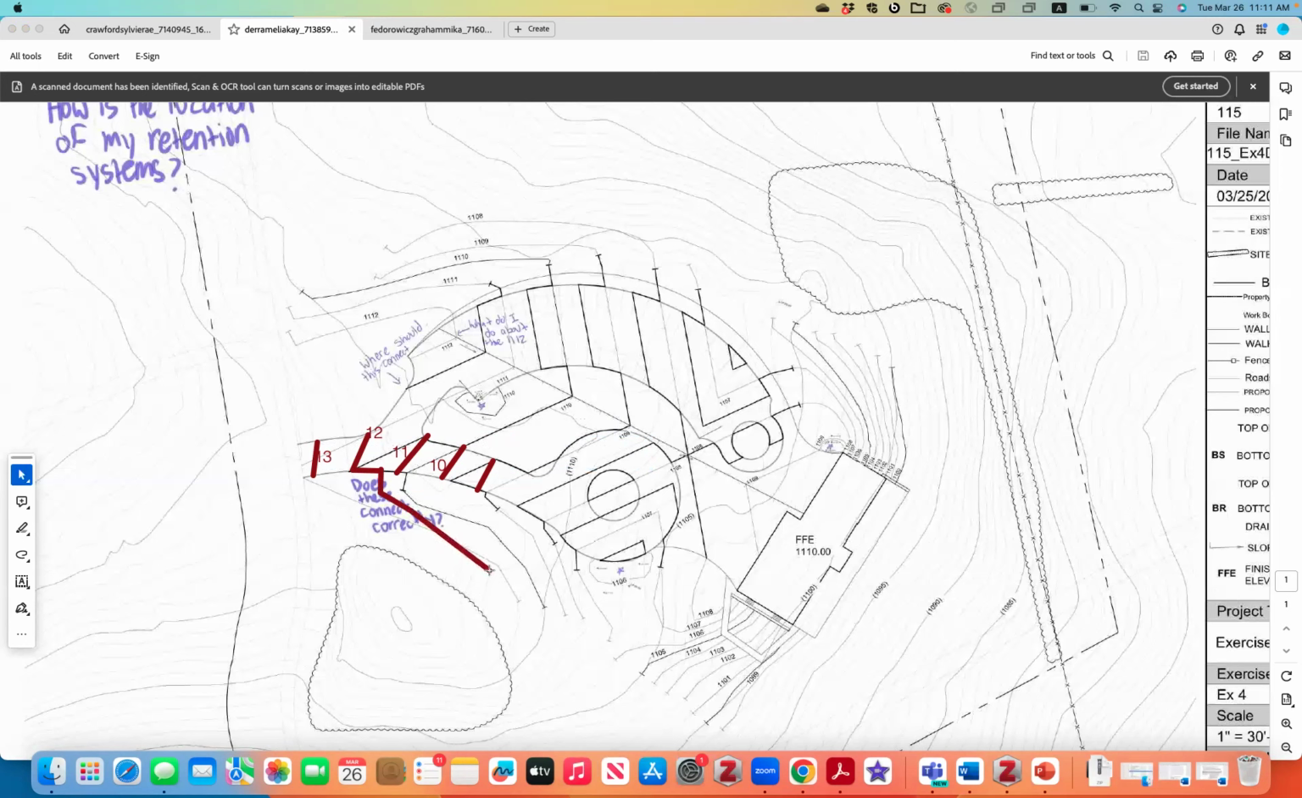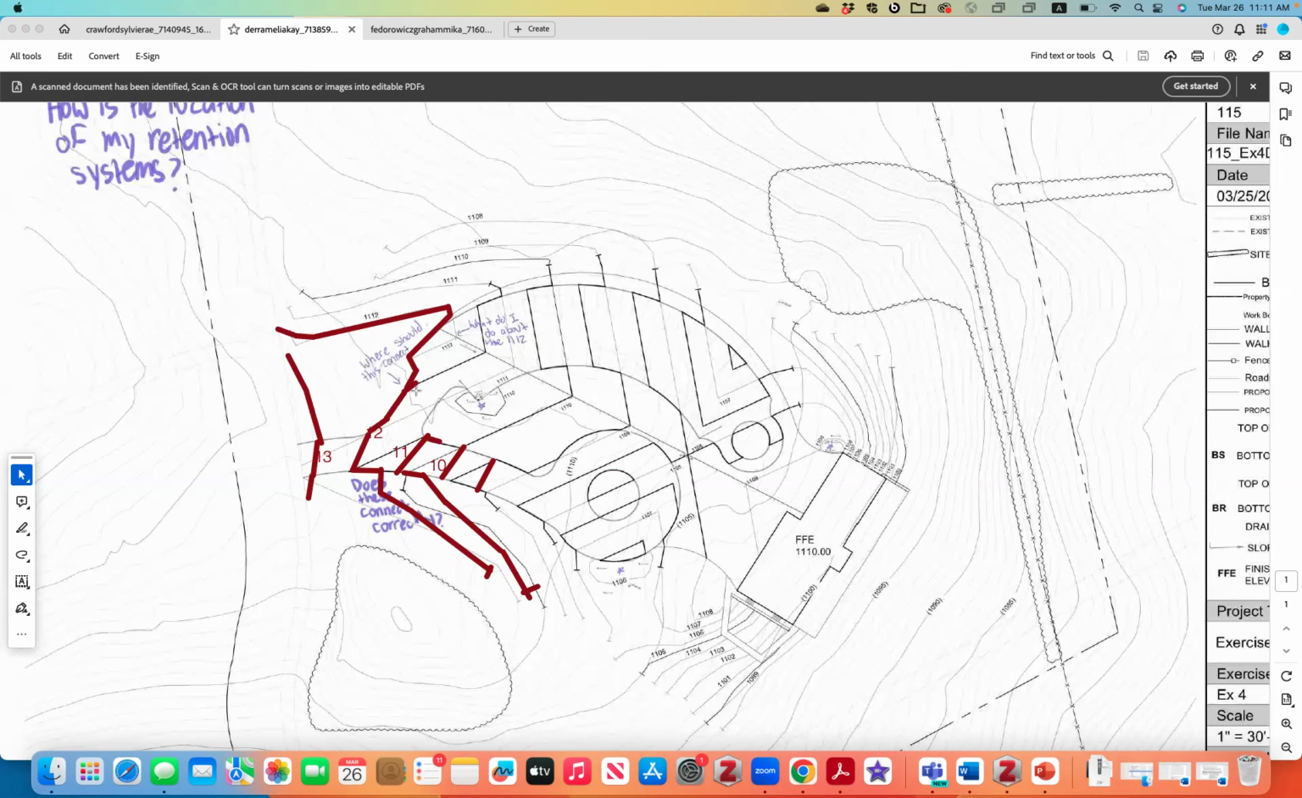Let's see. 5, 4, 3, yeah, that's 12. 11 goes here, connecting to 11 there. No, that's 10, sorry. Connecting to 10 here. And 12 goes along the curb and then connects back into right here. That's how 12 goes. 13 goes where it is. But 11 needs to have some transition.